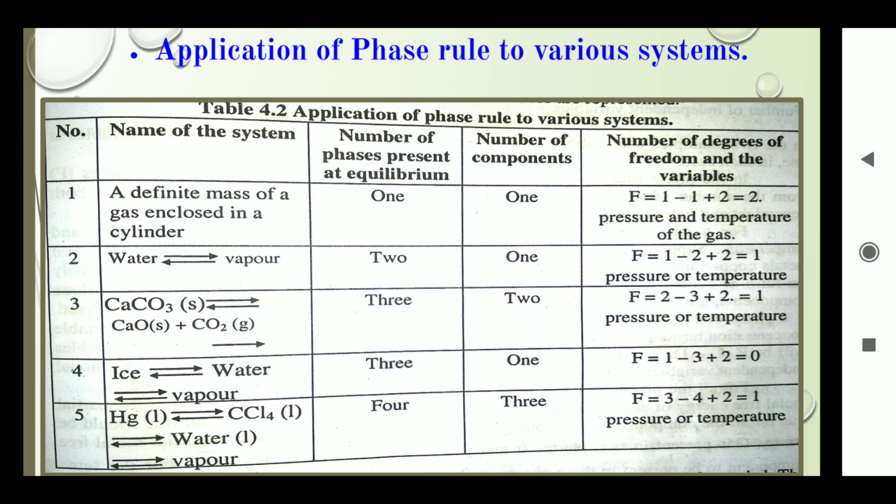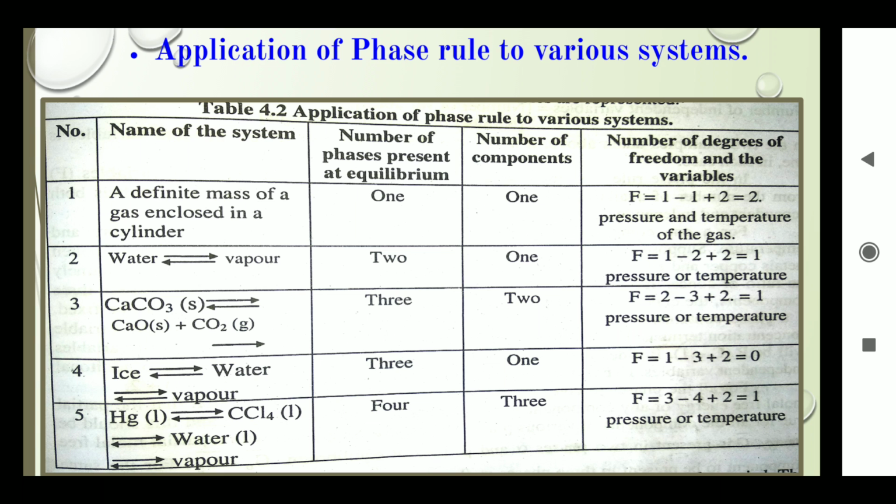See the third example, calcium carbonate. It is in equilibrium with calcium oxide as well as carbon dioxide. So here the number of phases is 3 and the number of components is 2. So what is the number of degrees of freedom? F = C - P + 2. C is 2, and P, the number of phases, is 3. So 2 - 3 + 2 becomes 1. So pressure or temperature changes.